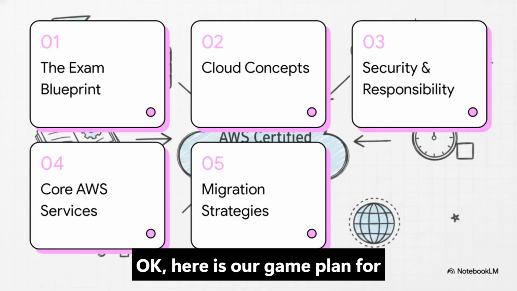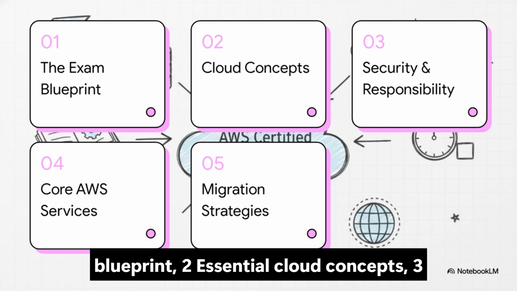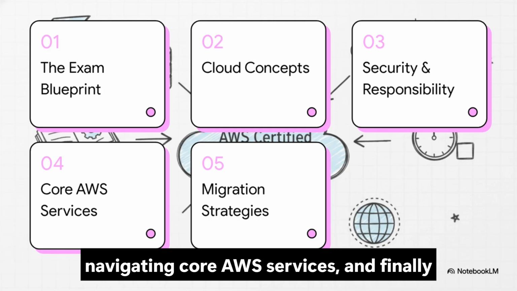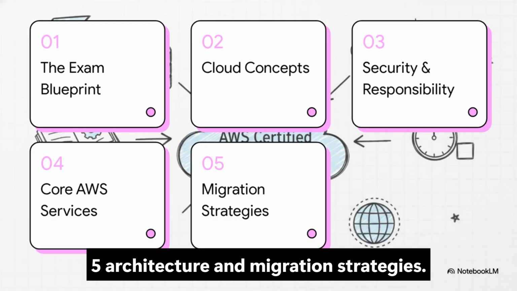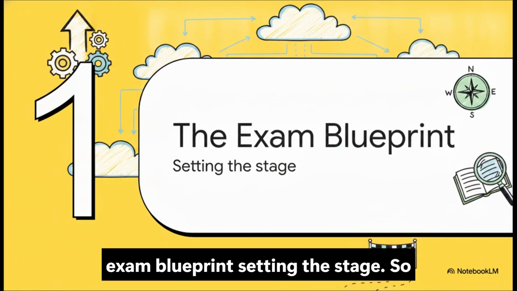Okay, here is our game plan for today. We'll be covering 1. The exam blueprint, 2. Essential cloud concepts, 3. Security and shared responsibility, 4. Navigating core AWS services, and finally 5. Architecture and migration strategies. Starting right off with Section 1, the exam blueprint, setting the stage.